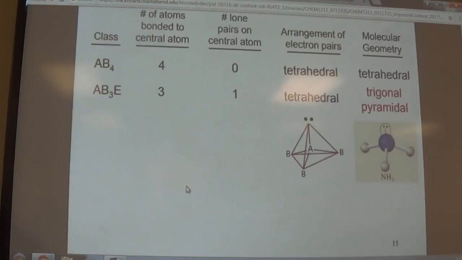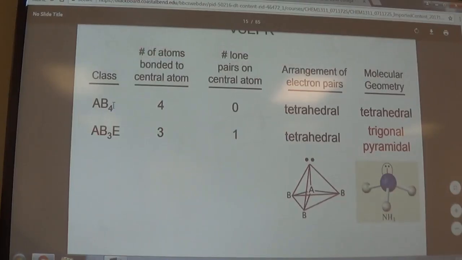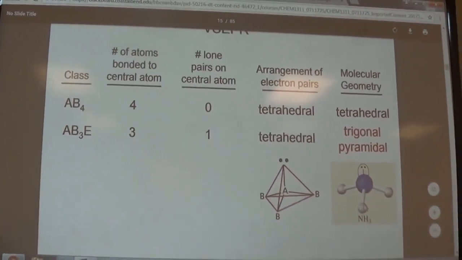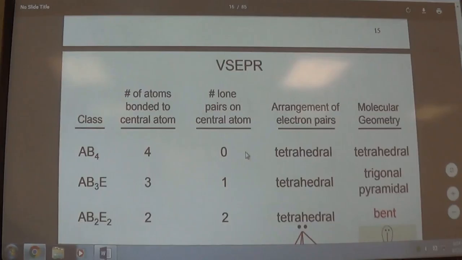But it's going to get more complicated, isn't it? We saw methane has a carbon bonded to four hydrogens, tetrahedral and tetrahedral. Then with ammonia, there's three covalent bonds and a lone pair. The electronic arrangement is tetrahedral, but the molecular geometry, if you look just at the atoms, is trigonal pyramidal.